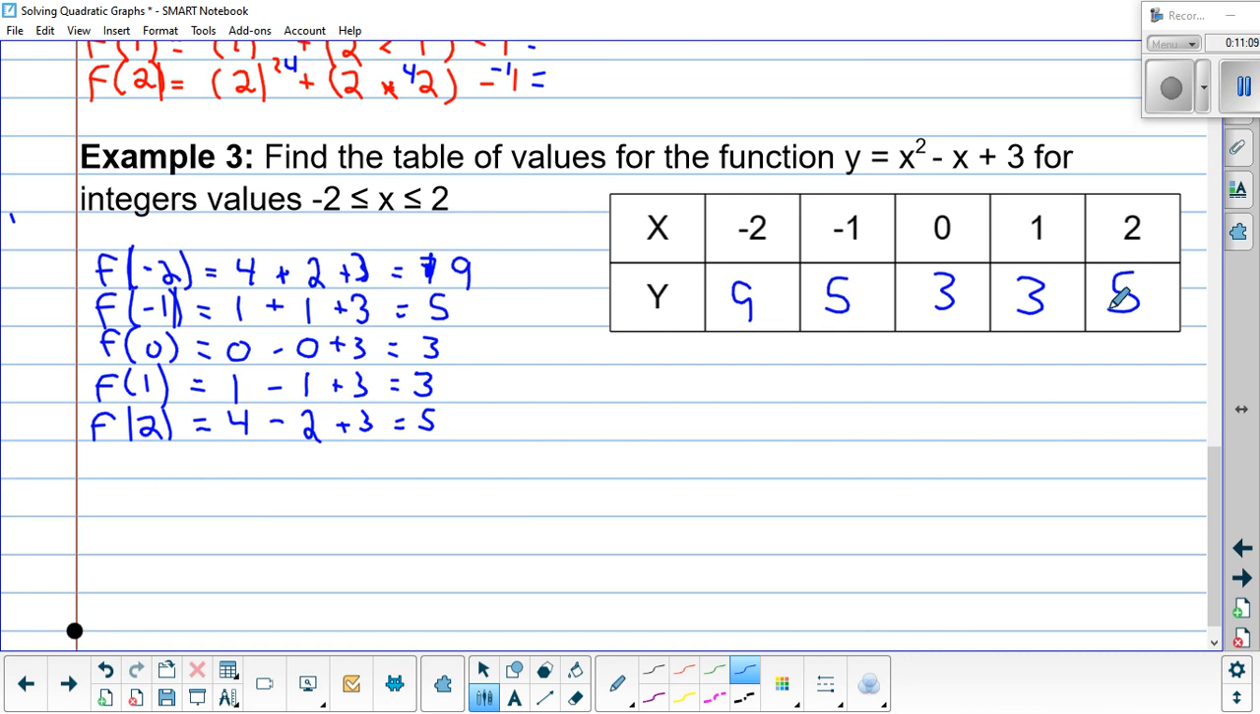So notice we don't really have one turning point. So that means the turning point will be in between here. Not in between our 3 and our 3, because that doesn't make sense. In between our 0 and our 1. So our turning point would probably be at 0.5.